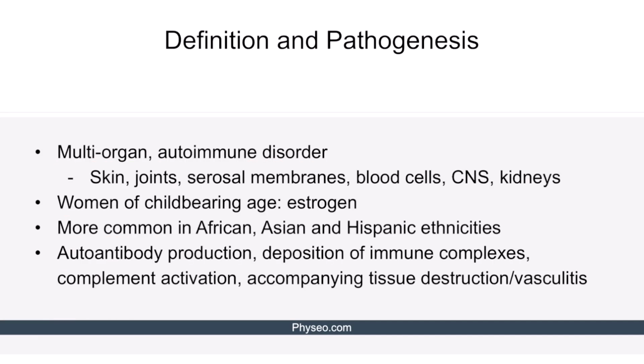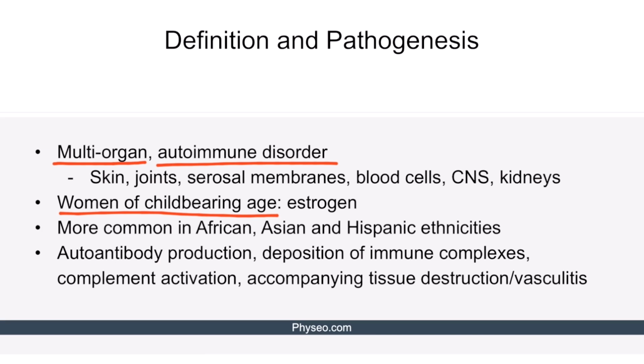Systemic lupus erythematosus is a multi-organ autoimmune disorder that primarily involves skin, joints, serosal membranes, blood cells, nervous system, and kidneys. Women of childbearing age account for the majority of the cases. However, when men present with the disease, it has a more severe outcome.